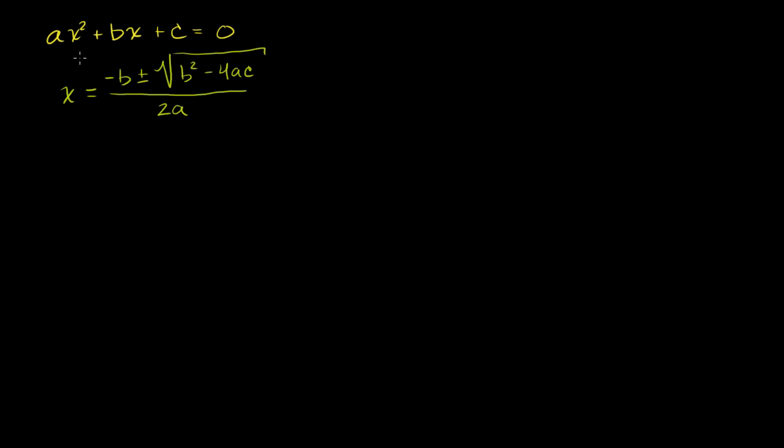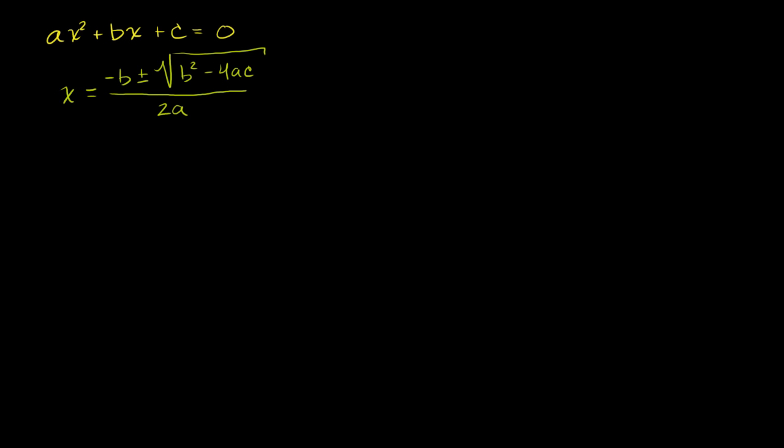You literally just substitute the numbers: a for a, b for b, c for c, and then it gives you two answers because you have a plus or a minus right there. What I want to do in this video is actually prove it to you. Prove that using essentially completing the square, I can get from that to that right over there.